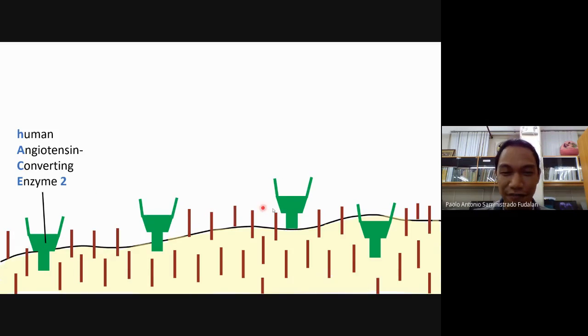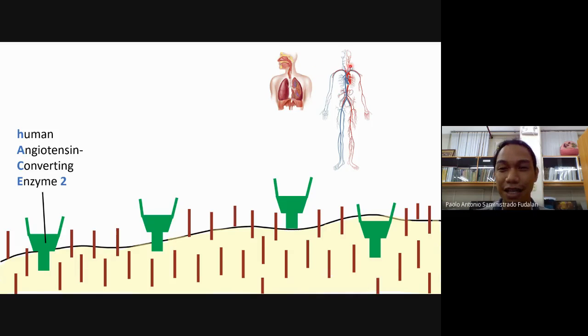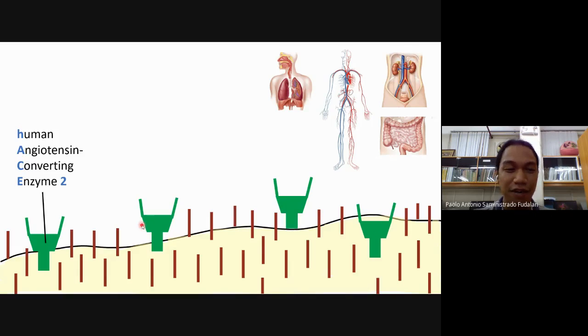And these are found in the cells in your lungs and lining your respiratory system, the cells lining your blood vessels, di ba? The cells in your kidneys, and the cells in your intestines. Okay? So these ACE2 on the cells are very important because they convert angiotensin 1 to angiotensin 2.